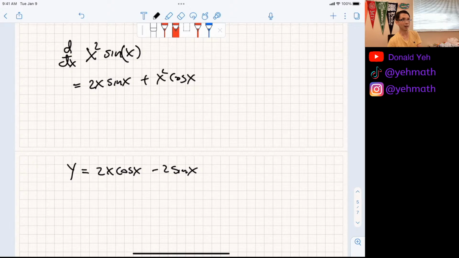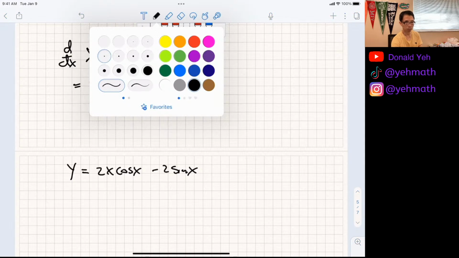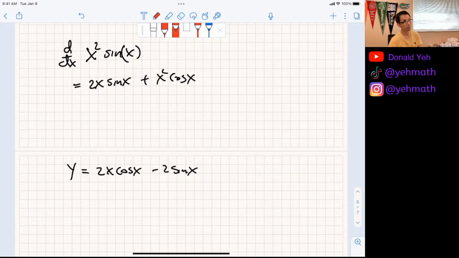Where is product rule? Where do you use product rule? Give me a second, Danny. I need to ask other people. Ilya, where do you use product rule here? For the 2x cosine x? Exactly. Now, how about 2 sine of x?